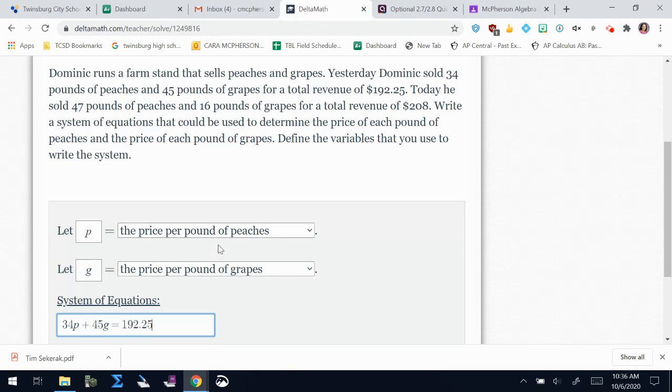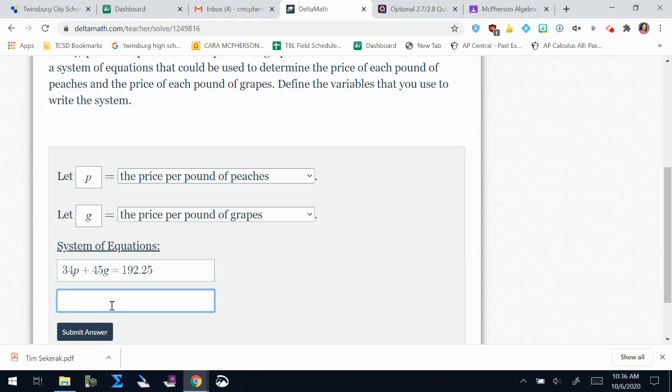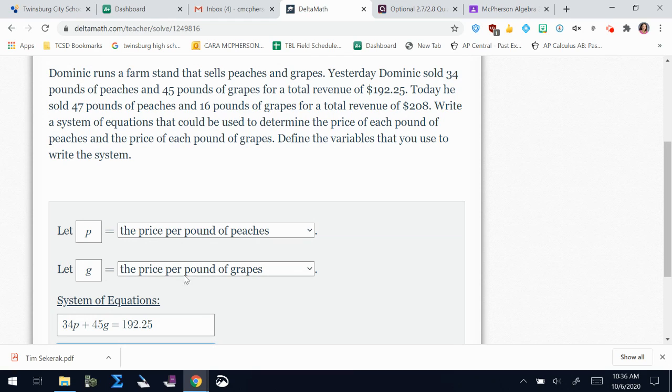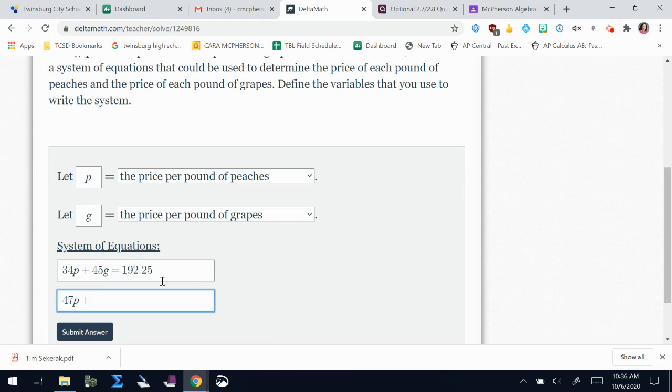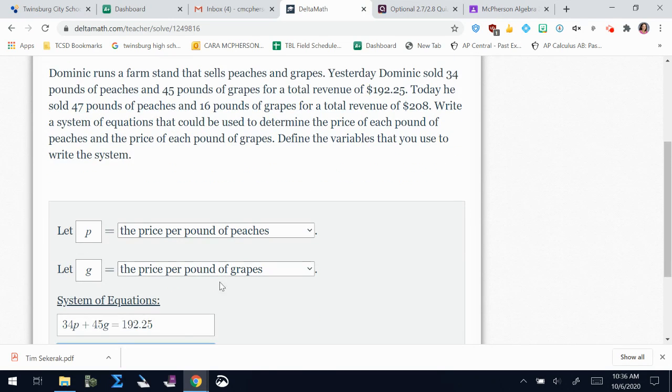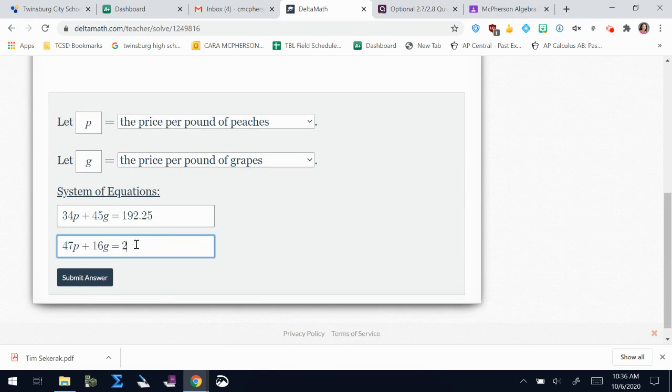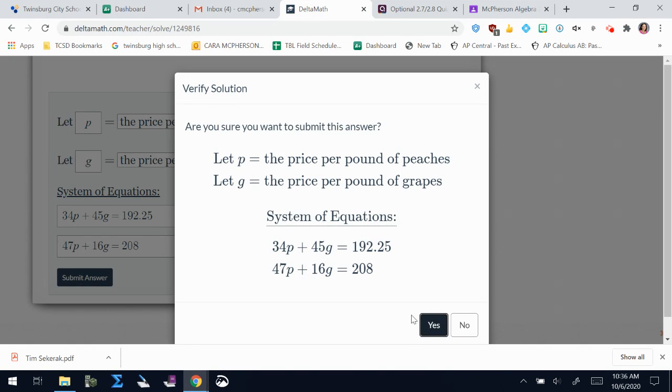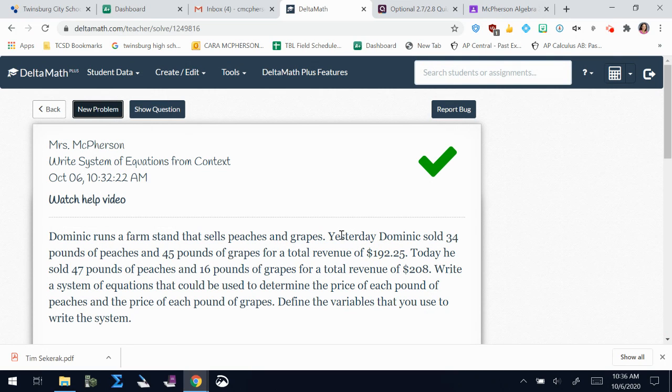Today, he sold 47 pounds of peaches. So 47P. And he sold 16 pounds of grapes. So 16G. And this time, the amount of money was $208. So that's how you're going about these problems on Delta Math. They actually don't want an answer. They don't want you to solve this. They want you to establish what are the two variables, what are the two unknowns, and what are two equations that relate these unknowns. And then you hit submit, and you're good.